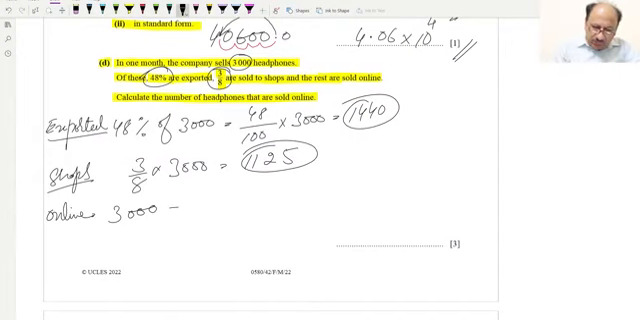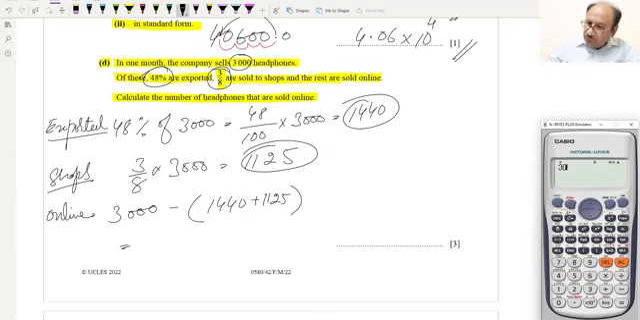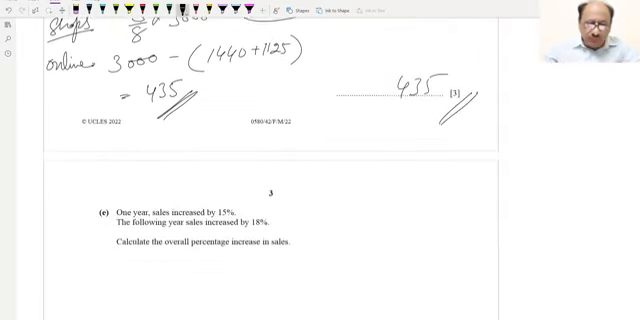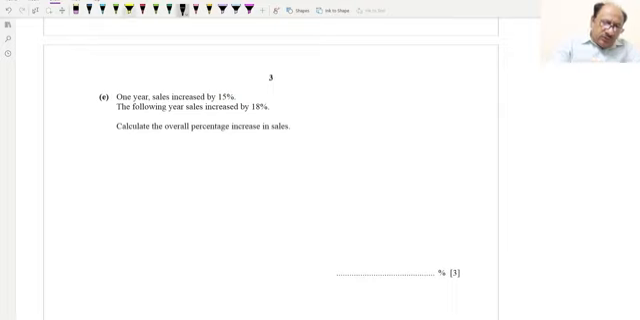So it will be 3000 minus 1440 plus 1125 in brackets, and this is equal to 435 headphones. So 435 are sold online. This was a 3 mark question which we are done with. Hopefully you understood this. Now E part is also there.